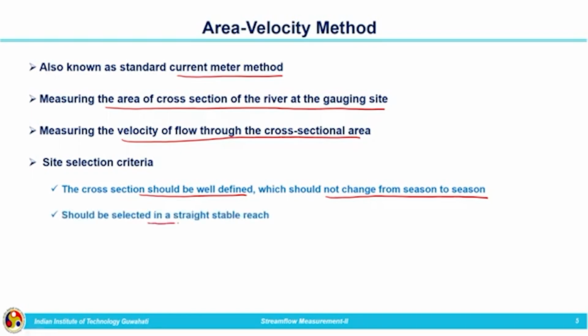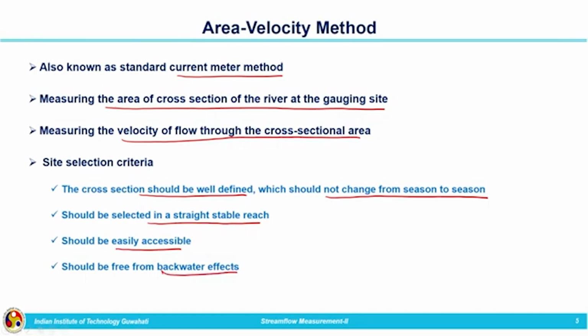And it should be selected on a straight stable reach, and the site should be easily accessible and should be free from backwater effects, because if backwater effects are there, it will be affecting the velocity measurement. That is why it should be free from backwater effects. It should be in a straight stable reach, and the cross section should not be changing from season to season, and also the site should be accessible.